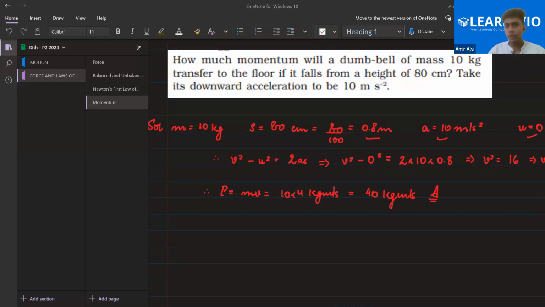Second law of motion, Newton's laws of motion, that is the second part, the middle of the chapter. Allow me a moment.